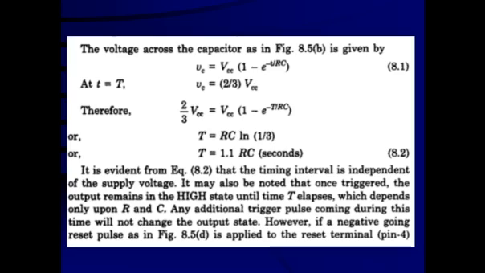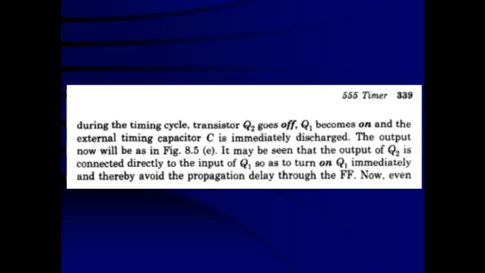However, if a negative going reset pulse, as in figure 8.5d, is applied to the reset terminal, pin number 4, then it can immediately come back from the high state to the low state. That means from the unstable state to the stable state, it can be reset immediately, and its timing interval can be interrupted using the reset terminal.